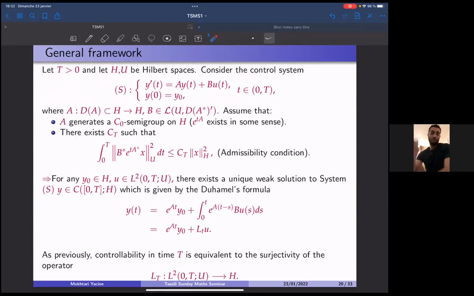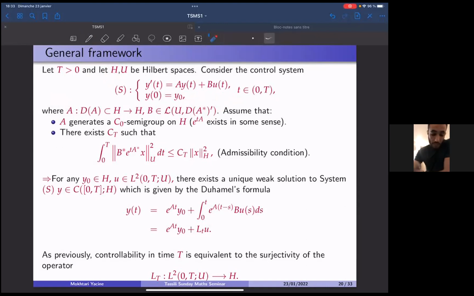This time A can be a bounded or unbounded operator from H to H, and for B, I will assume that it is a linear operator from U, the space of control, to the dual of the domain of the adjoint, with respect to the pivot space H. We could just take H, and we are done. But this deals only with bounded linear operators, so the boundary control operator isn't dealt with in that setting. So this is a more general assumption than taking H here.